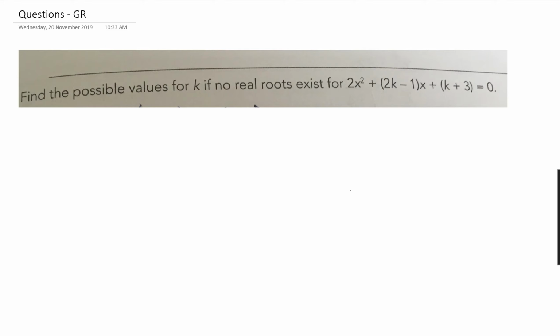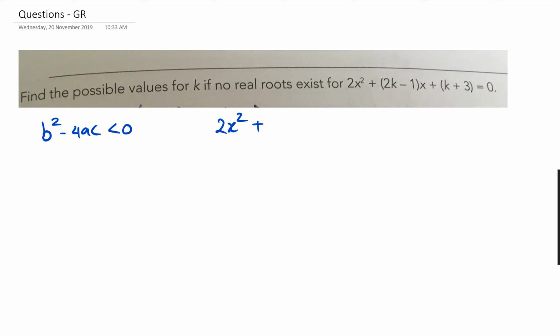So anyway, this is the question we're going to be looking at today. It is a discriminant question. What we've got here is: find the possible values of k if no real roots exist. Now, if no real roots exist, that means b squared minus 4ac has to be less than 0.